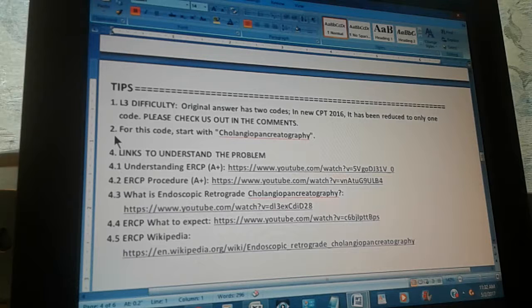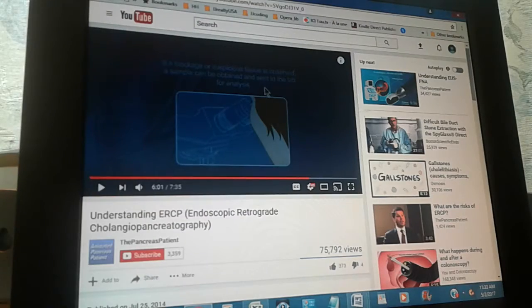Now, the number 2 tip. For this code, start with cholangiopancreatography. And as usual, we're going to give you links to understand the problem, and you can just go see them in the comments. You're going to find those links, and then we're going to choose a section of one of them that explains exactly what our problem is.